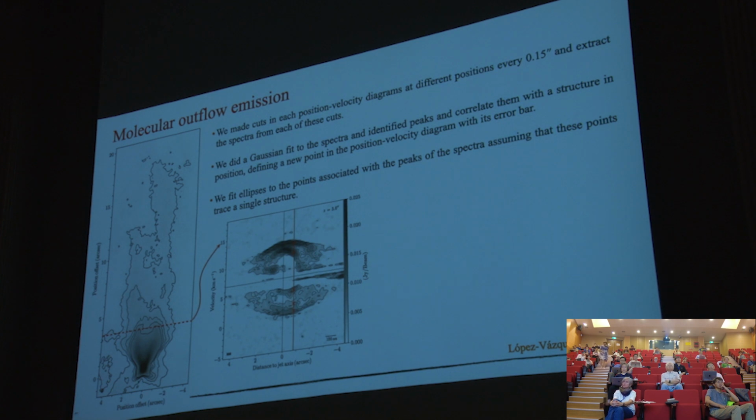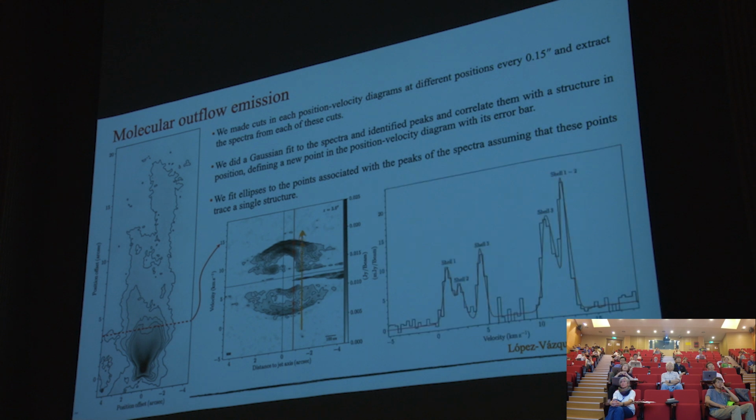With the position velocity diagrams, we also made different vertical cuts and obtained different spectra. In the spectra, you can observe multiple peaks in the emission. For example, the inner peaks are associated with one shell, the medium peaks with another shell, and finally the external peaks trace the other shell.